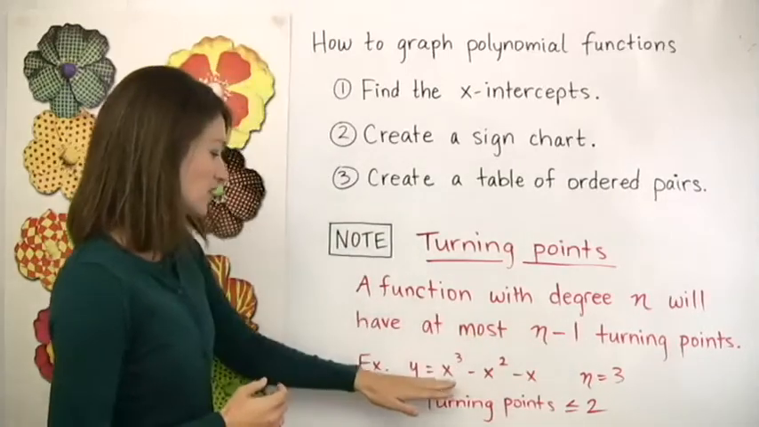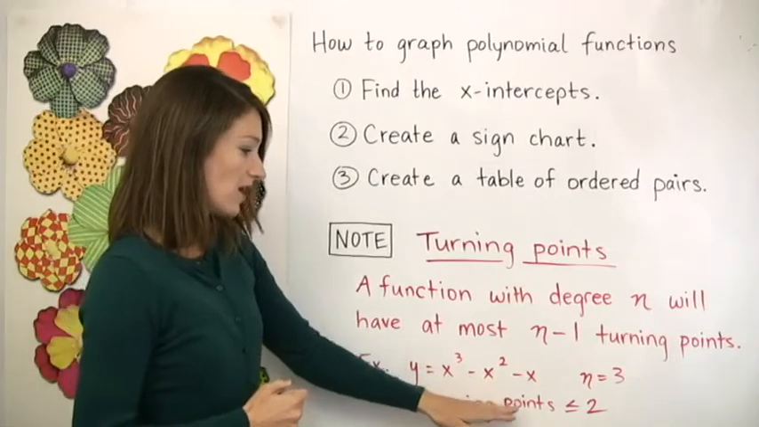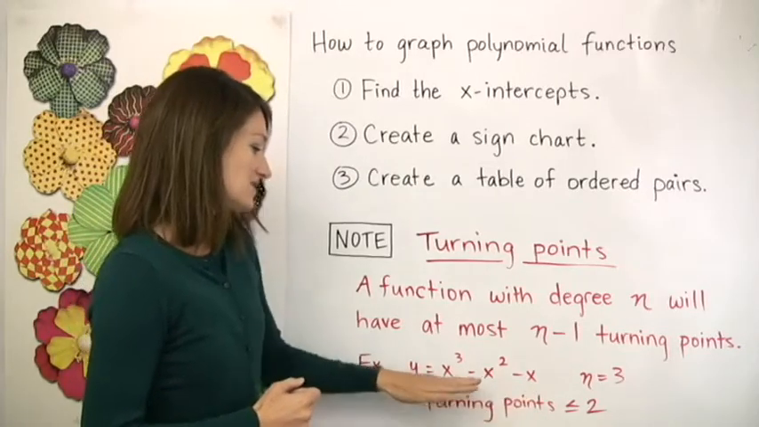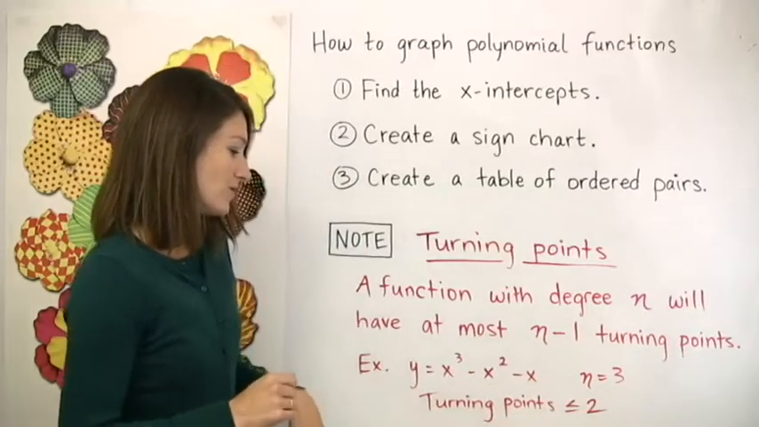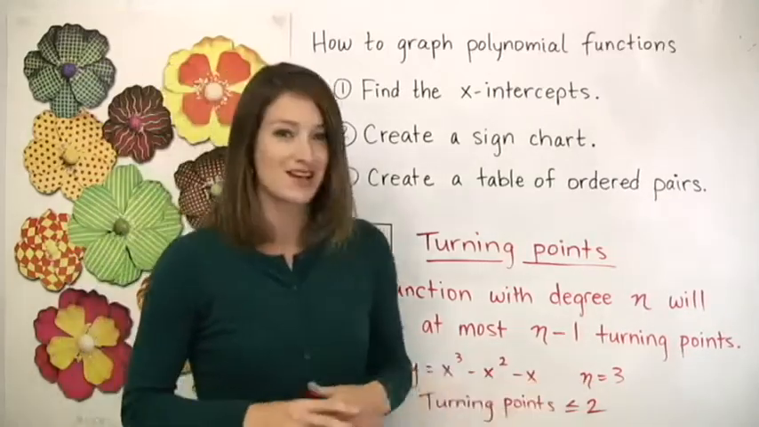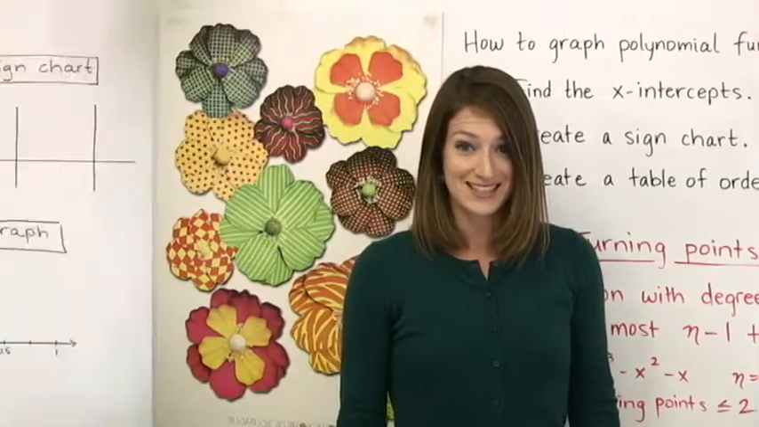Say, for instance, our function is y equals x to the third minus x squared minus x. This function has a degree of n equals 3, therefore our maximum number of turning points is 3 minus 1, which equals 2. So let's try a few examples.